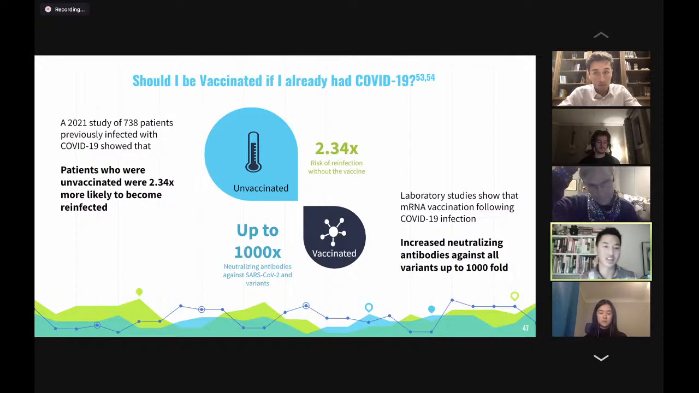So you can see here that there is merit even in patients who've already had that natural immunity because of the infection from COVID-19. It's still beneficial to get that vaccination.